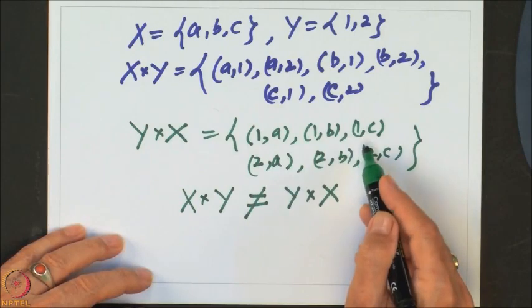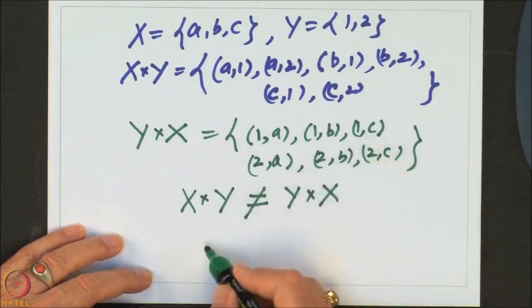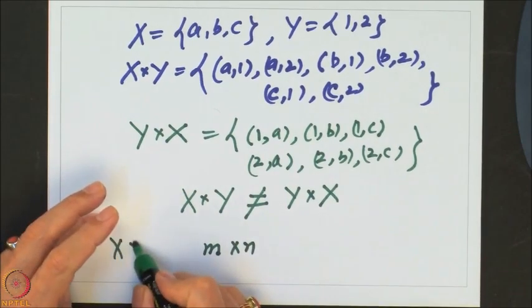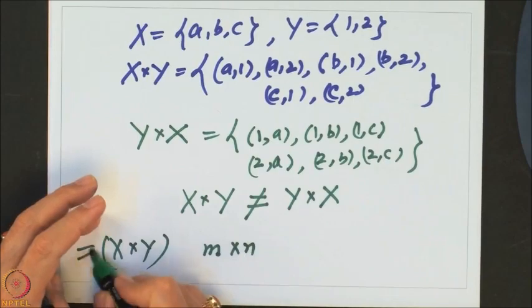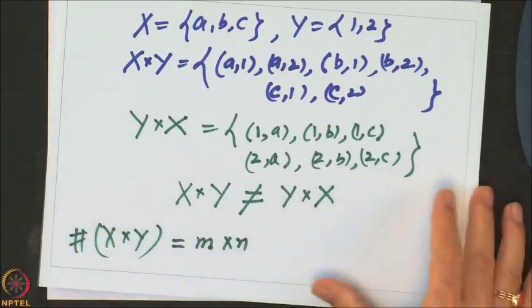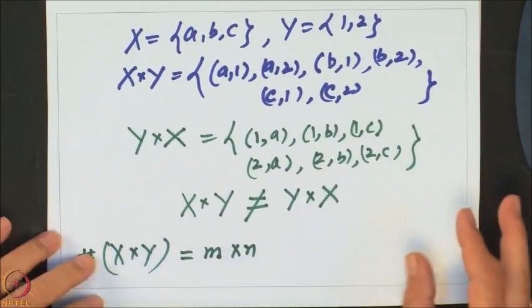That happens more generally: if X has got m elements and Y has got n elements, then the number of elements of X cross Y will be equal to m times n. But we will not have opportunity of using this too much.